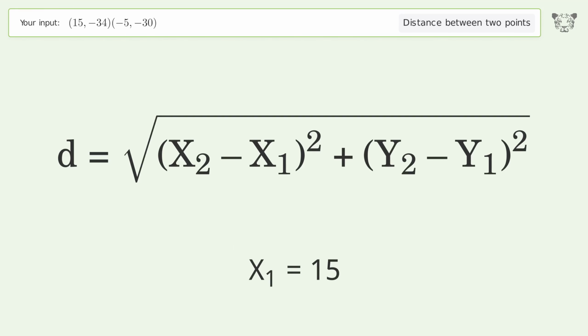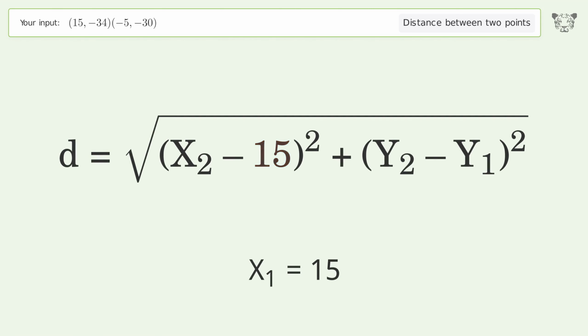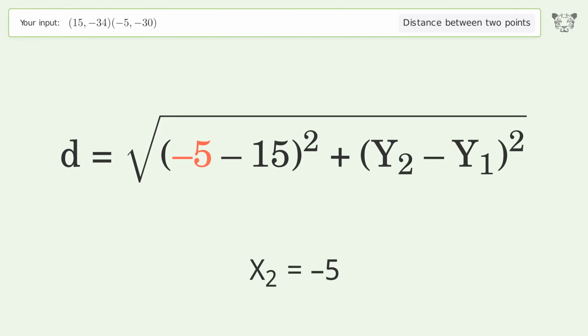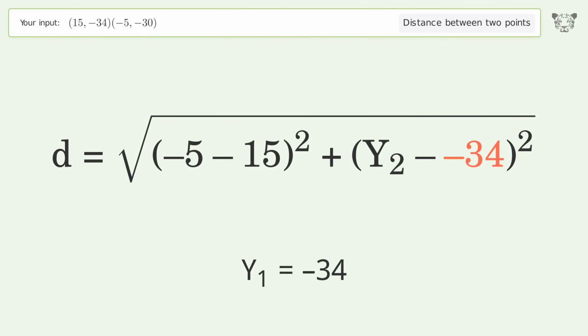x1 equals 15. x2 equals negative 5. y1 equals negative 34. y2 equals negative 30.